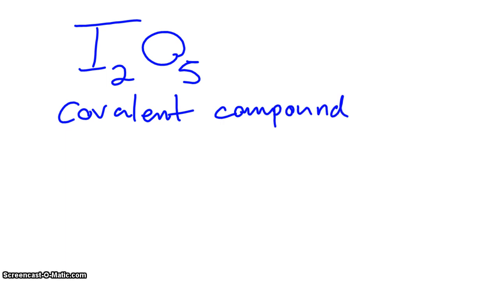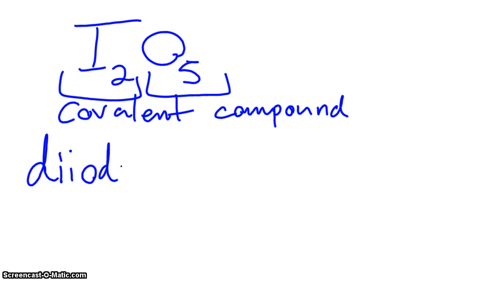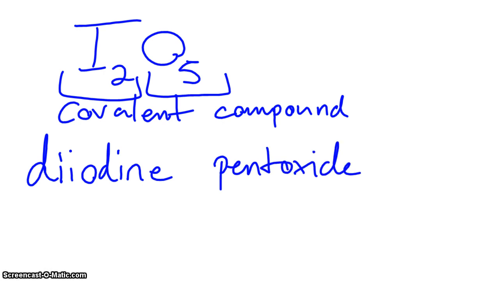And the reason it's a covalent compound is because this is a nonmetal and a nonmetal, and covalent compounds are compounds with nonmetals. Both elements are nonmetals. So we have to use prefixes to designate how many of each thing there are. So it would be diiodine, because there's 2 iodines, pentoxide. Diiodine pentoxide. Pent for the 5, di for the 2. So that's it for covalent.